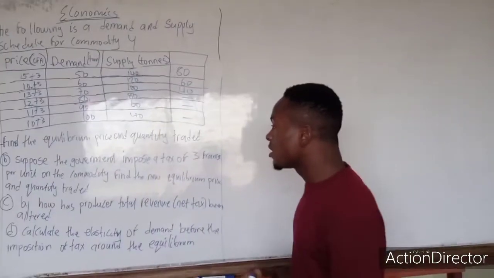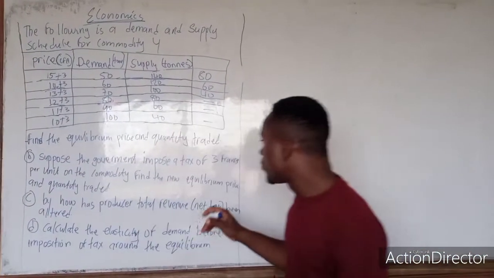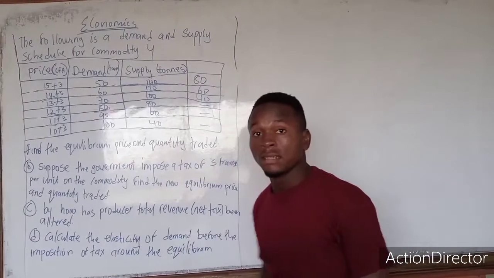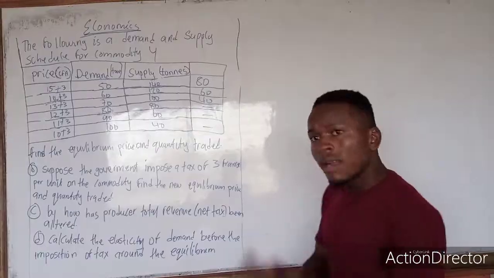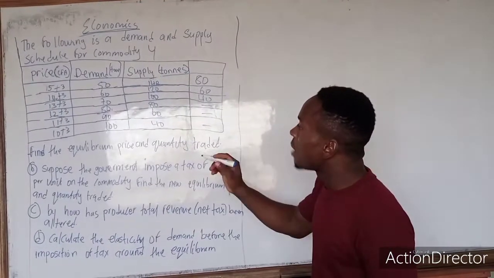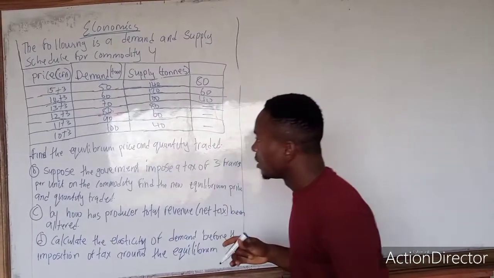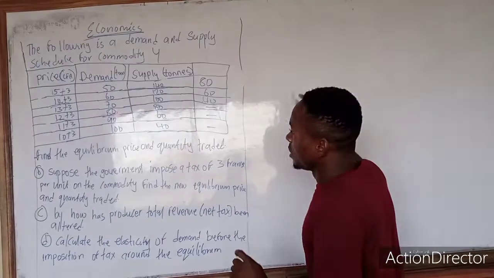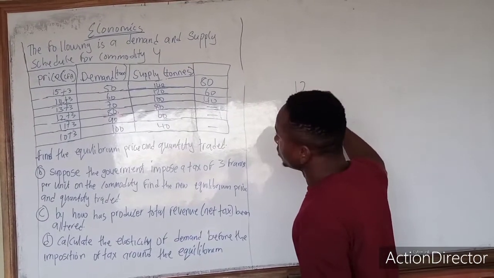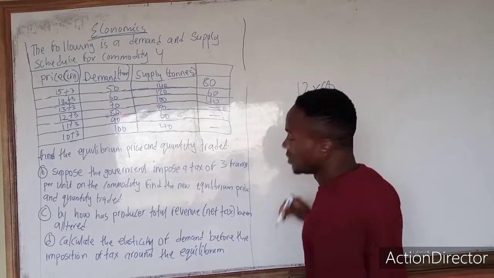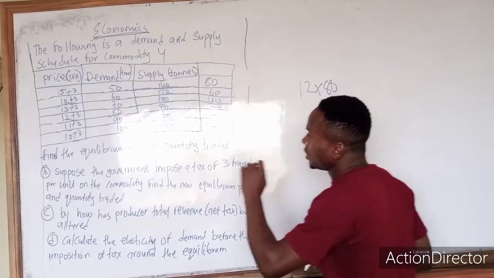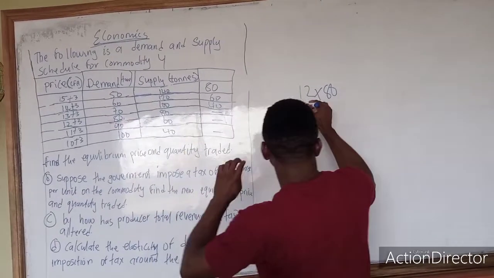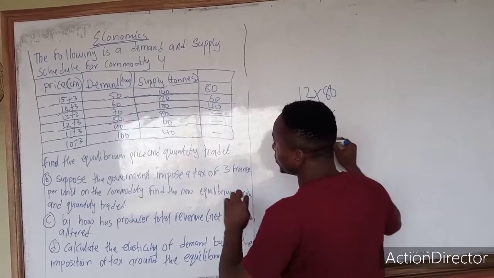Now, in the next part, the question says, by how much has the producer's total revenue, net of tax, been altered? Now, how has it been altered? You come, you look at the question again. You multiply first the first equilibrium price and quantity. Now we are multiplying 12 times 80. That's what we have to multiply. And on the other part, we are multiplying the new equilibrium price, which will be 14 times 60.